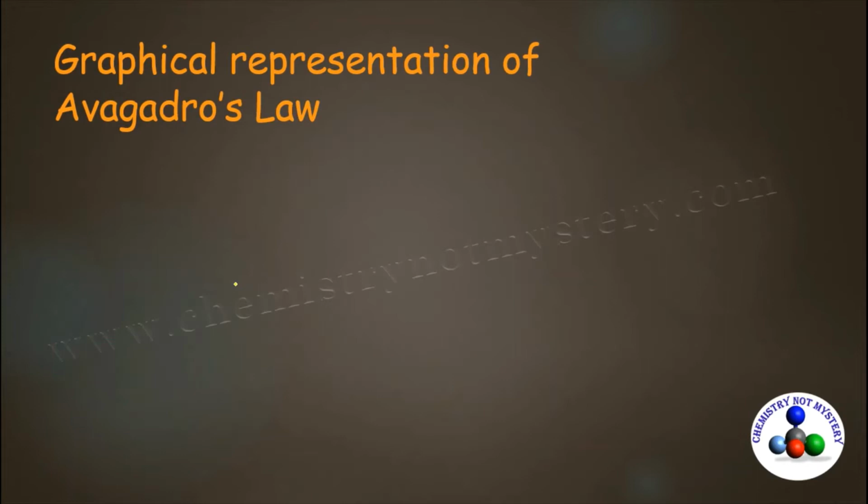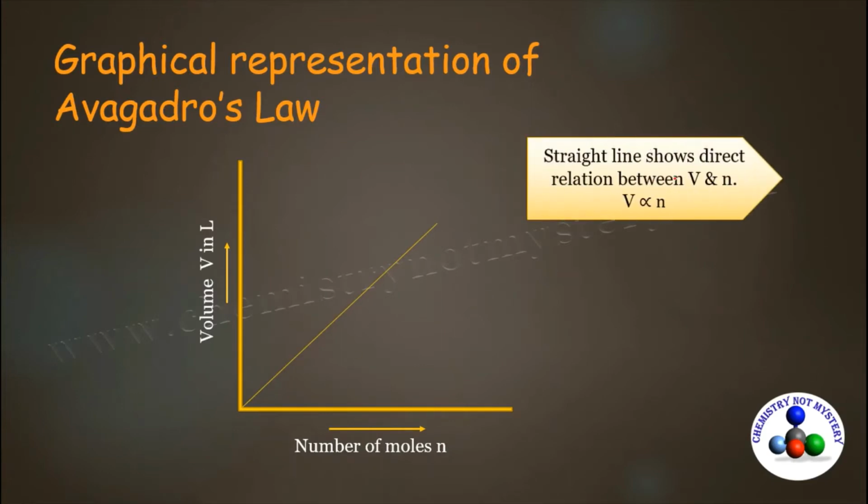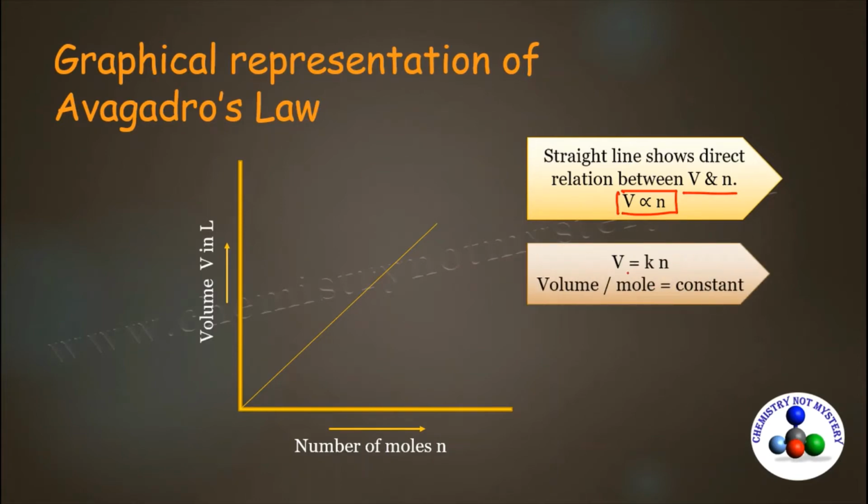Now come to the graphical representation of Avogadro law. If I plot volume on the y-axis and number of moles on the x-axis, here you will get a straight line that originates from 0. This straight line shows a direct relationship between volume and number of moles. That means volume is directly proportional to the number of moles. We just derived this equation: volume is equal to Avogadro constant multiplied by number of moles.